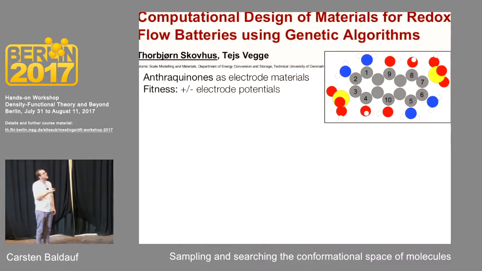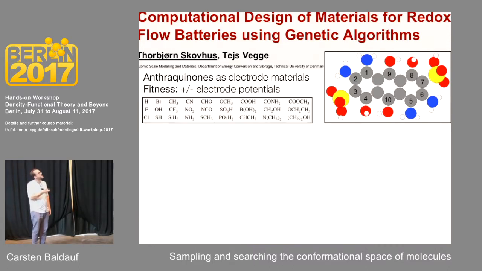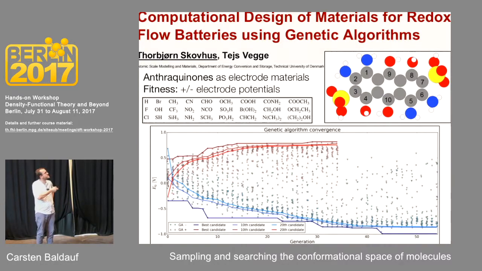And in order to find them, he defines his chromosome essentially with these 10 positions. And these 10 positions can be, I assume, taken by all of these substituents. And by that, he performs this genetic algorithm search. Here the continuous lines are kind of lower and upper bounds or hull curves. And you see that with two setups of simulations, one time finding optimal positive and the other time optimal negative electrode potentials, he can really find improved molecules for this task.